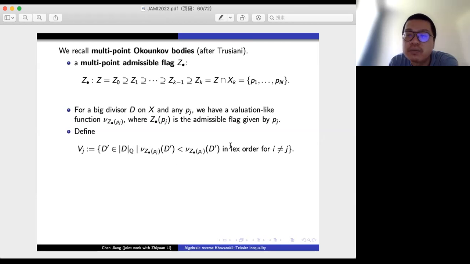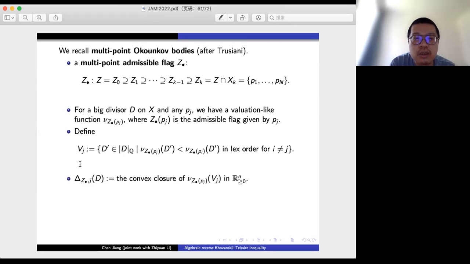In the Lex order. So the valuation of z prime over the point pj is the smallest one compared to the other pi. So this set, and then we define the multipoint Okounkov body to be the convex closure of this Vg, the value of the Vg in the Euclidean space.